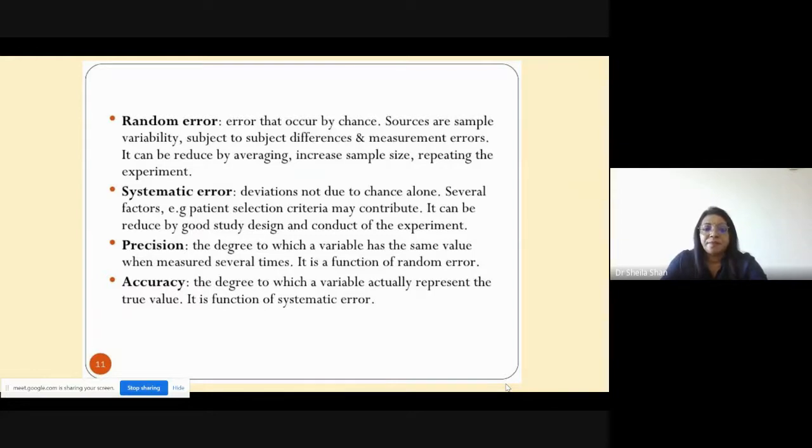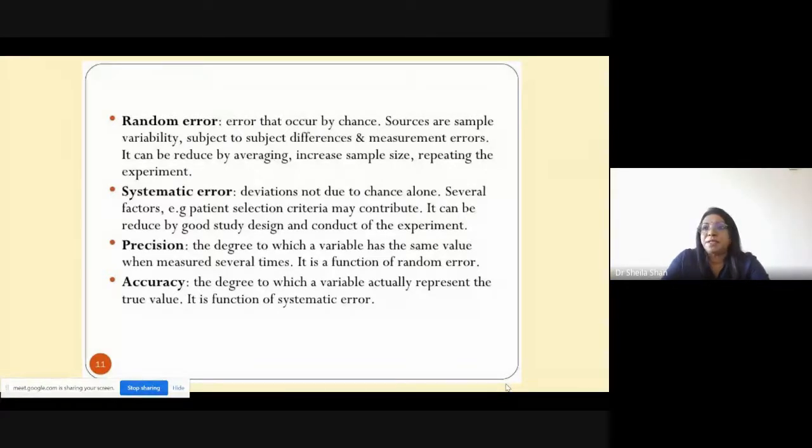Systematic error is deviation not due to chance alone. The earlier one is because of chance. There are several factors. Maybe when you select the patients, you have to exclude some of them, but you did not because you don't have enough sample. So patient selection criteria may be a contribution. You can reduce it by doing a better study design in a proper way.